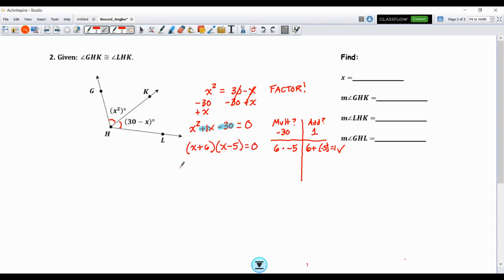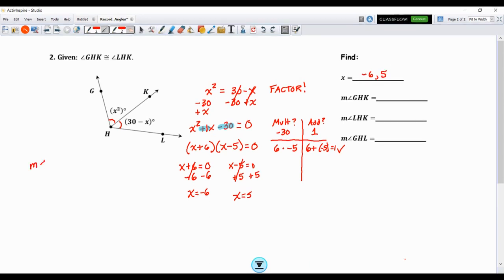To finish, we'll set each factor equal to 0 and solve. When we set x plus 6 equal to 0, we subtract 6 from both sides, and we get x is equal to negative 6 as one of our answers. When we set x minus 5 equal to 0 and solve, we add 5 to both sides, and we get that x is equal to positive 5. We have two answers for x. X can be negative 6, or x can be positive 5.